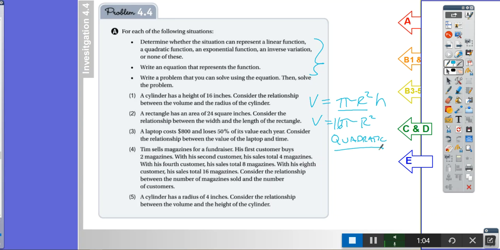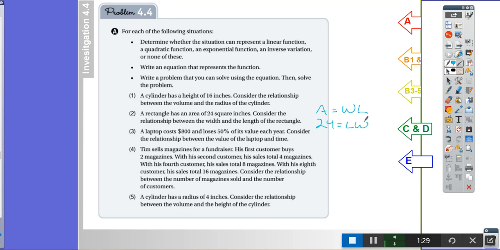Now for number 2. All right. For number 2, a rectangle has an area of 24 square inches. Consider the relationship between the width and the length of the rectangle. Well, I know the area of a rectangle is equal to the width times the length. Well, it tells me the area is 24 square inches.